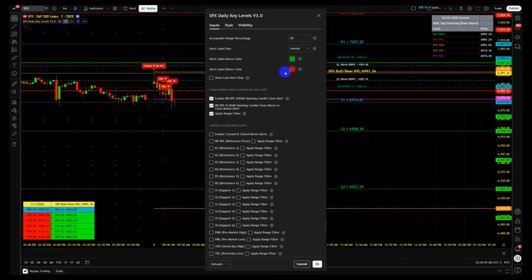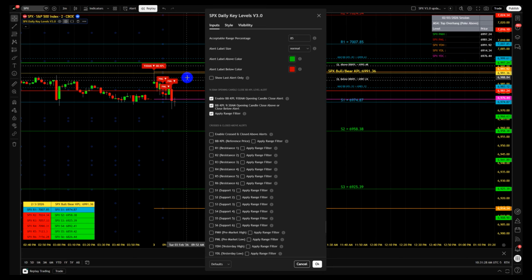Okay, so what are the two updates? One update, as you can see here, is we have this show last alert only. When enabled, it only will show the most recent alert label per key level. The previous labels of the same type are deleted. As you can see right now, we don't have it turned on. We have the PML cross below alert turned on. And as you can see here, you have several different labels because you had several different close belows right in the low on a 2-minute chart.